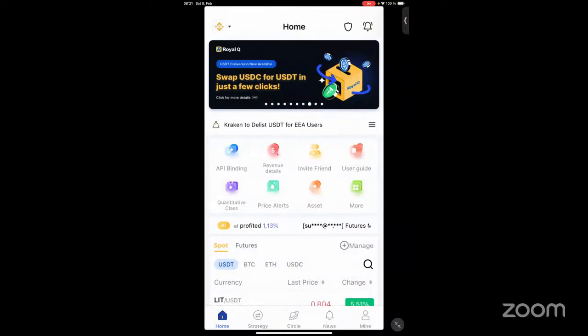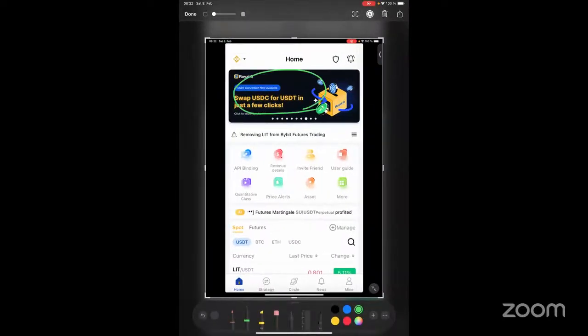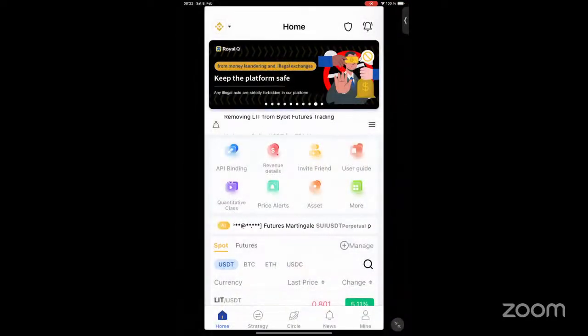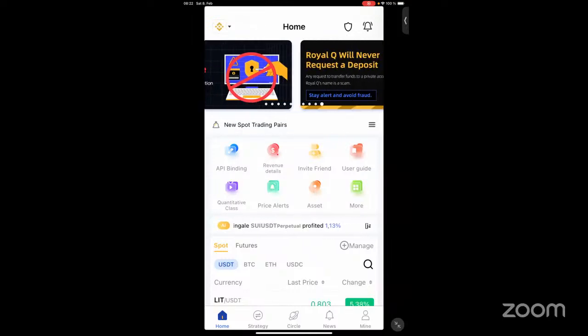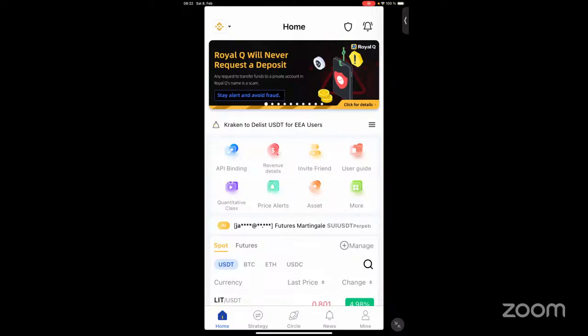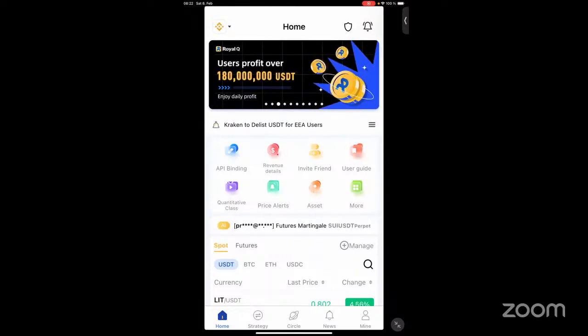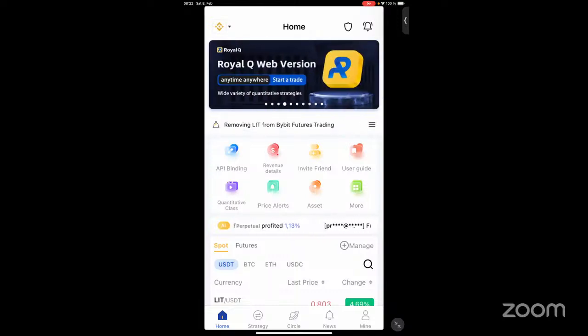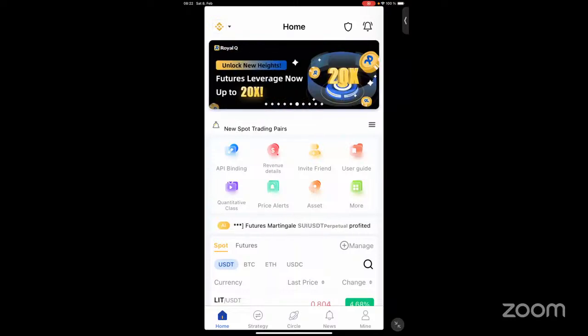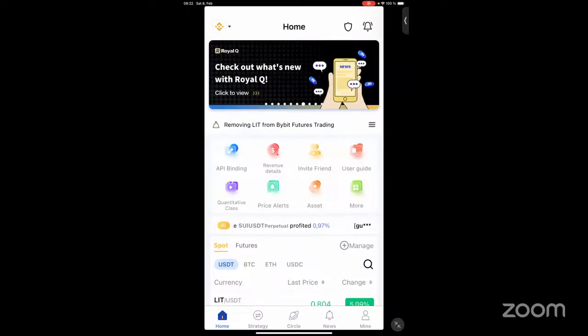So that is it. Now, these are just advertisements. If you are interested, you just tap on it to actually read whatever they are saying. Okay. So you would see, don't trust anyone with your credentials so that you'll be safe. Royalq will never request a deposit. Okay. Stay alert and avoid fraud. A lot of people are using the name of Royalq to scam others, so they are just trying to alert us. Okay. User profits over 180 million USDT. And we also have the Royalq web version. So if you're interested in any of this, just tap on it, take your time and read through whatever instructions you have to follow, then you follow.